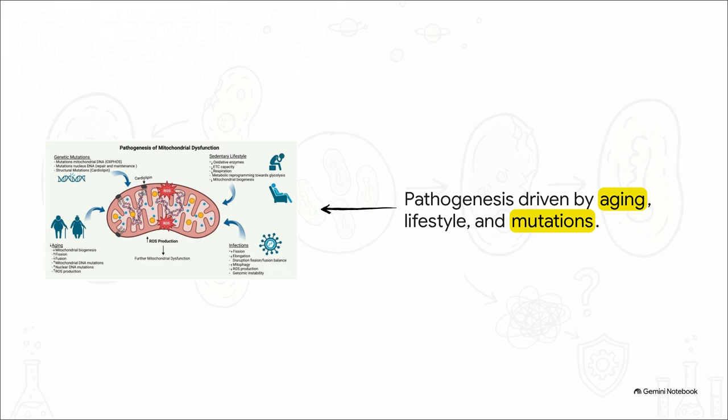Think of ROS like toxic exhaust fumes. While a tiny amount is totally normal and used for cellular signaling, an excess completely destroys mitochondrial structure, specifically targeting essential lipids like cardiolipin. And that disrupts the critical balance of fission and fusion, creating this vicious cycle of structural collapse, rampant oxidative stress, and ultimately plummeting energy output.